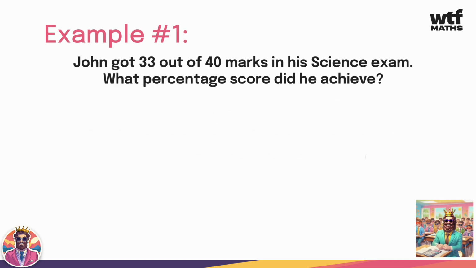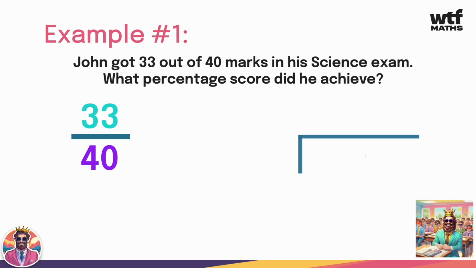For example, John got 33 out of 40 marks in his science exam. What percentage score did he achieve? So let's make a fraction. Well, he got 33 out of 40 possible marks. So let's do some short division to work out what this is.